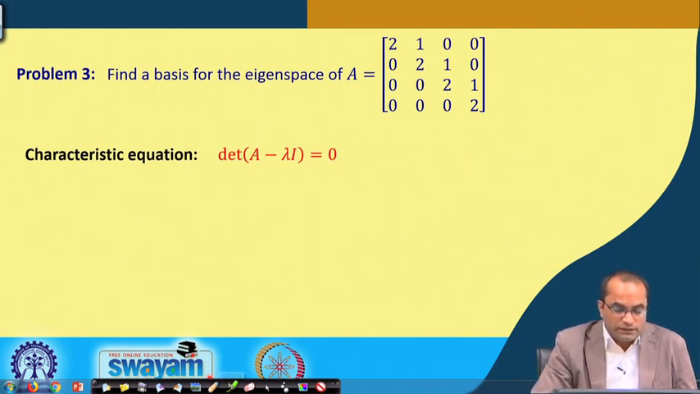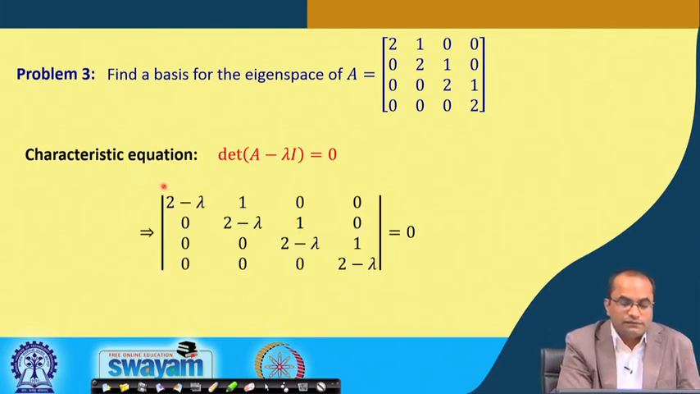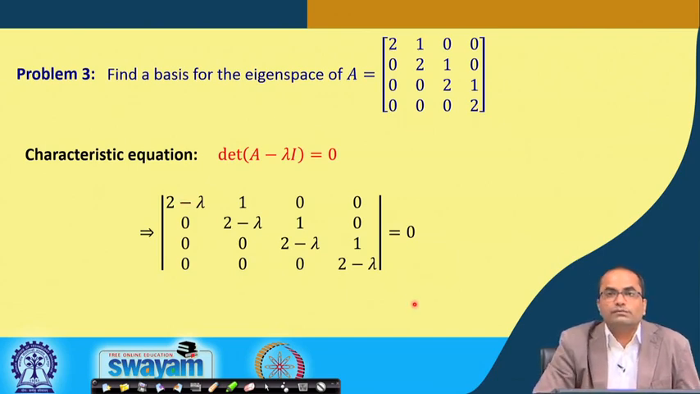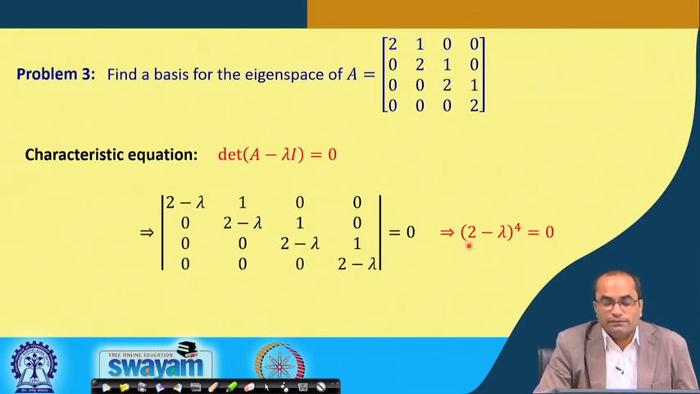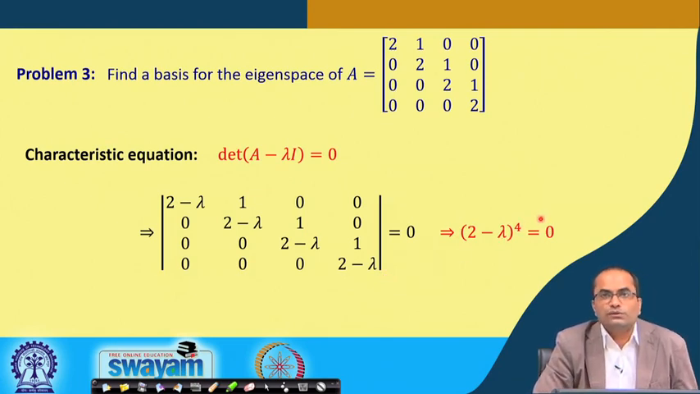When we solve for this determinant, we are getting 2 minus lambda to the power 4, because there are 4 entries here. We will get just the product of the diagonal entries for such matrices. So we get 2 minus lambda to the power 4 is equal to 0. This is another special case where all the 4 eigenvalues are the same, and the value is 2.